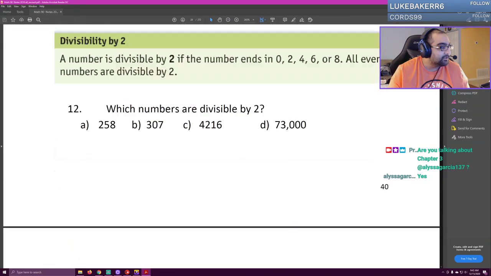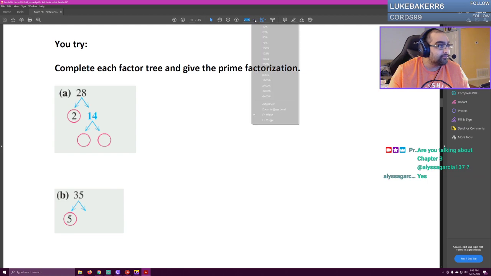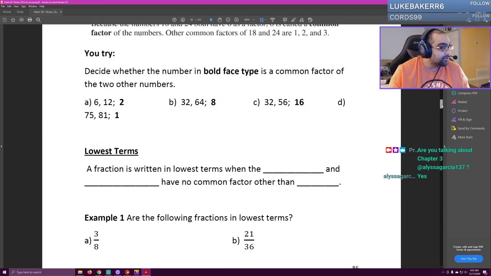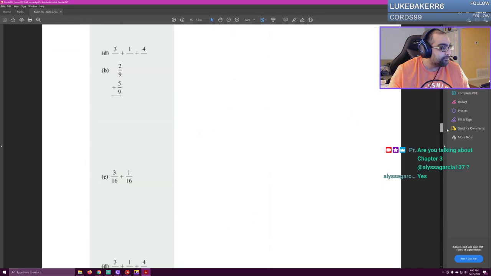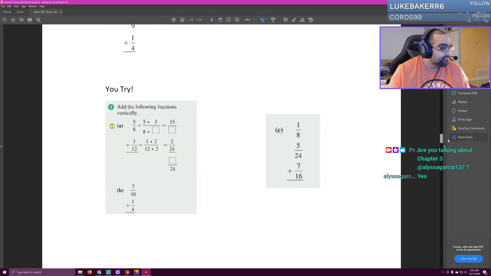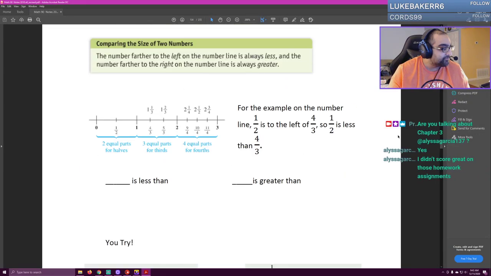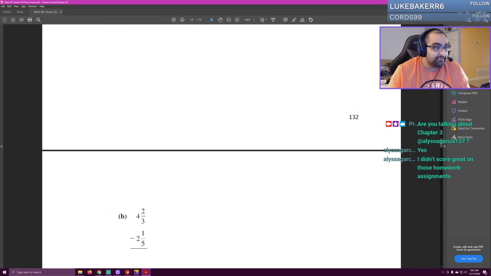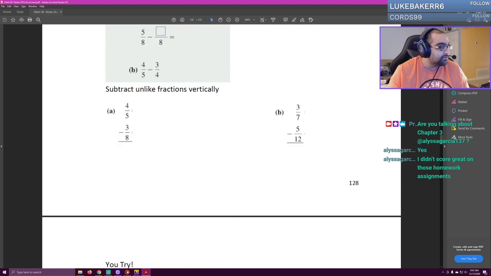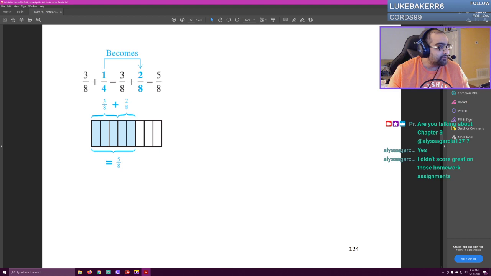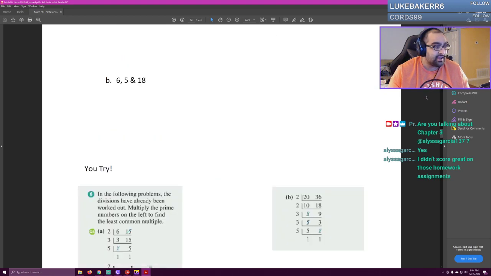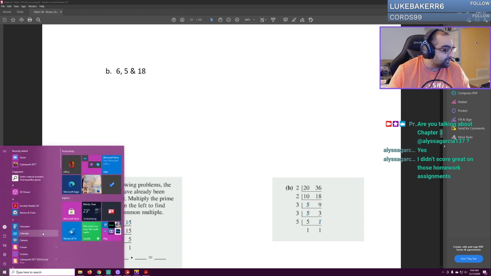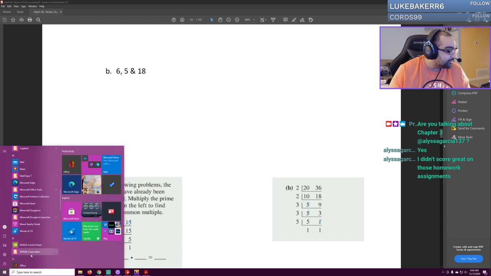Chapter 3. All right. So I'm just gonna make this a bit smaller so I can scroll through this a bit faster. That's okay. If you didn't score great on the homework assignments, it's not a big deal. It happens. So chapter 3 is the toughest chapter, in my opinion, because you have to add and subtract fractions and whatnot. So let's talk about it, and let's take a look at how we can go ahead and solve for some of those problems.